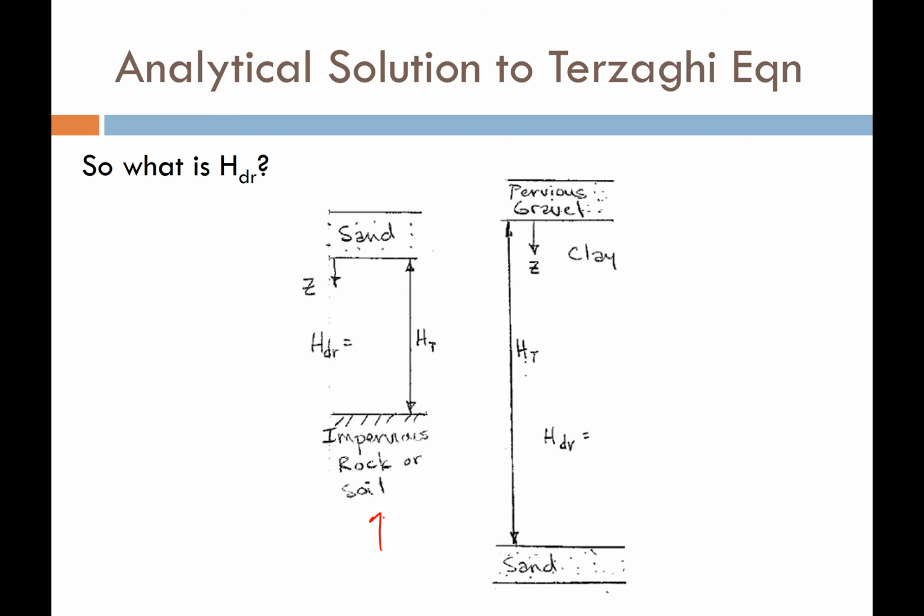So let's look at these two scenarios. Let's look at this scenario on the left. I have impervious rock beneath and I have sand above. So in this particular instance, the longest path that HDR would have to travel would be the total thickness of my clay. And we call this, again, single drained.